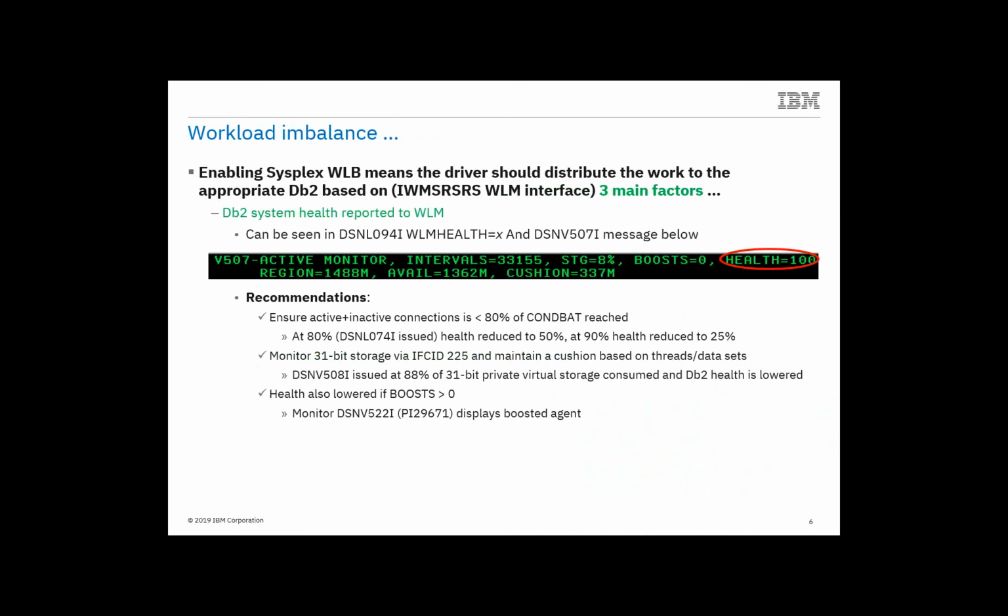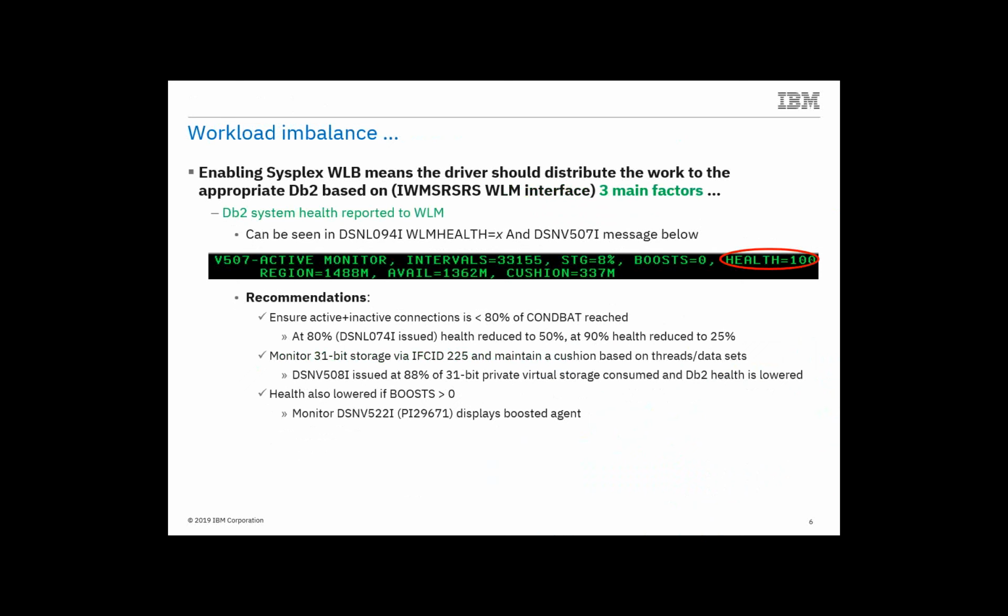And finally, the third factor is the DB2 system health itself. So DB2 is going to report to WLM its health. I've got a display thread type system example right here, 507 message, and you see the health is circled at 100. Generally speaking, DB2 should always be at 100.